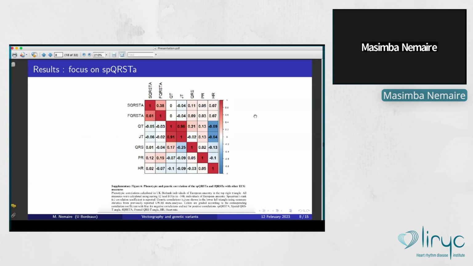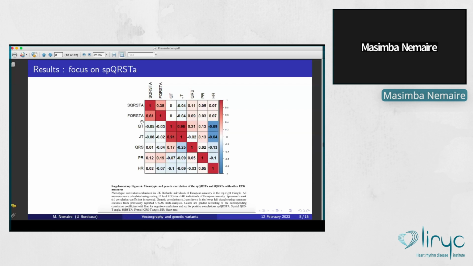So they have this correlation matrix. The upper half of the matrix is the phenotypic correlation. And then the bottom half, the lower half of the triangle, is the genetic correlation. It's quite surprising that the phenotypic correlations are almost non-existent.